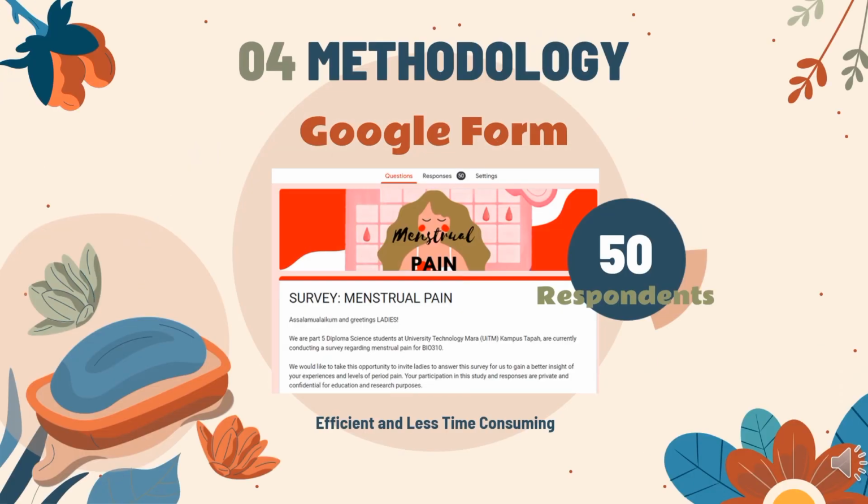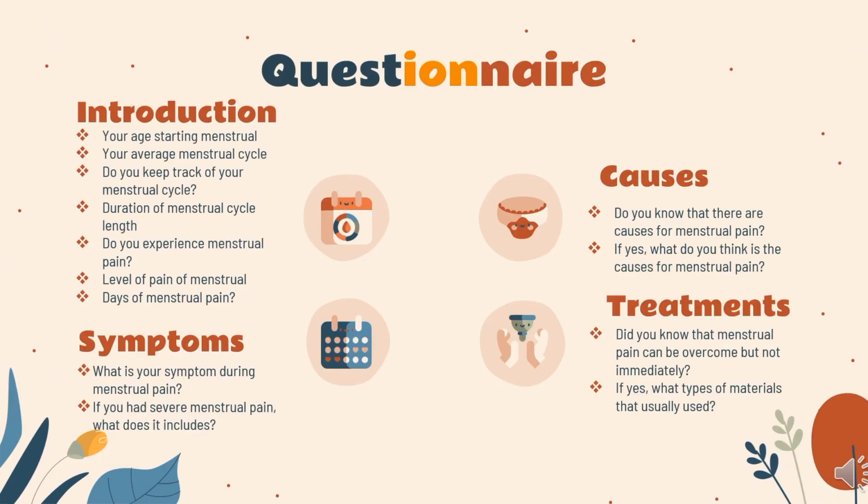Methodology. Our group has done a survey by using Google Form with questionnaires related to menstrual pain. We use Google Form to distribute the questionnaire as it is more efficient and less time consuming. Our survey achieved 50 respondents in only one day, so after receiving the responses, the data was observed and recorded. The questionnaire prepared is divided into 4 categories, that is introduction, symptoms, causes, and treatment. The questions asked are shown in the slide.